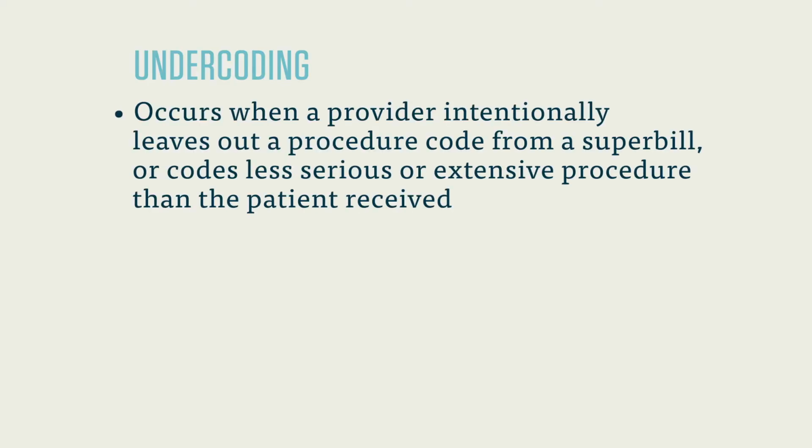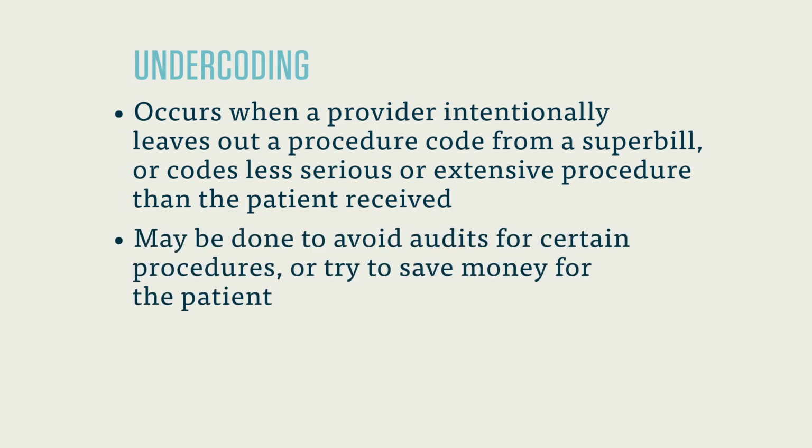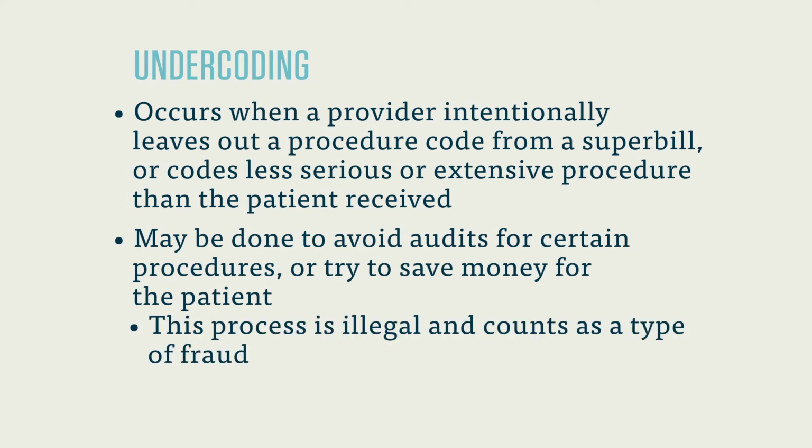These errors directly affect the status of a claim, which makes them very important to watch out for. But there are other errors to watch out for as you go through your day as a medical biller. Some of these are, regrettably, out of the biller's hands, but they're important to watch out for nonetheless. Undercoding. Undercoding occurs when a provider intentionally leaves out a procedure code from a superbill, or codes for a less serious or extensive procedure than the patient received. Undercoding may be done to avoid audits for certain procedures or to try and save money for the patient. This process is illegal and counts as a type of fraud.